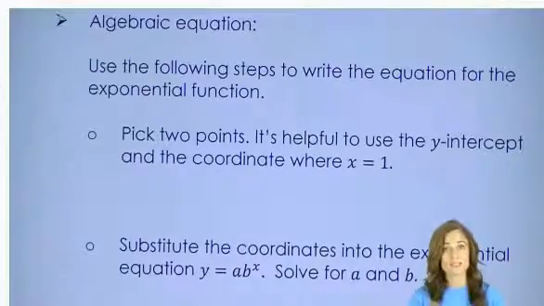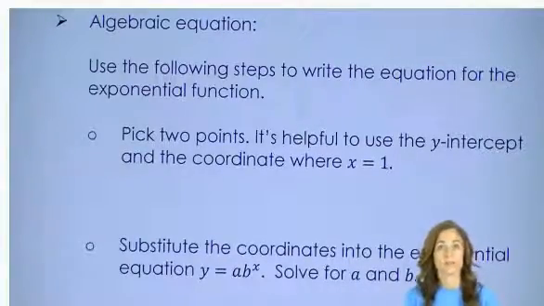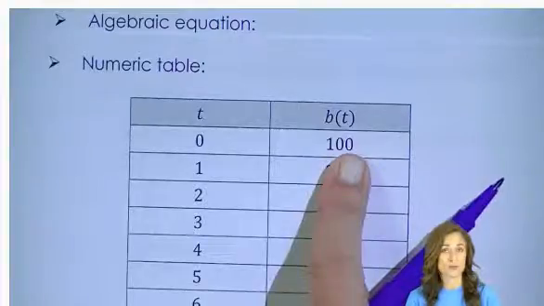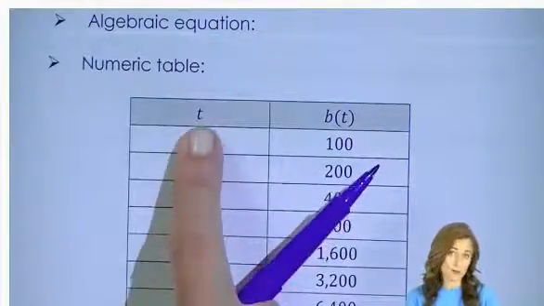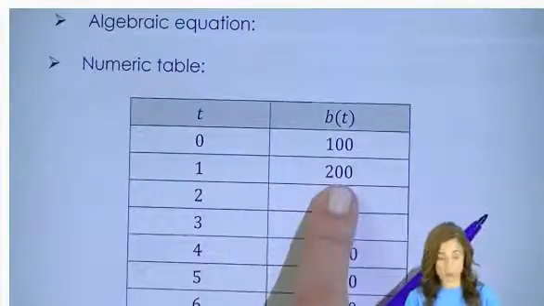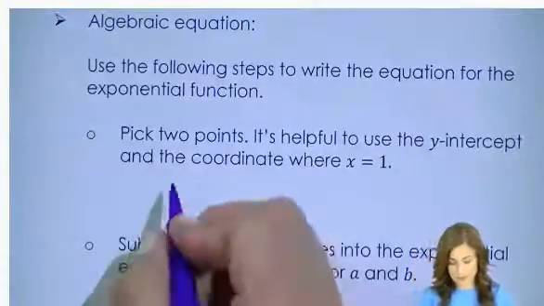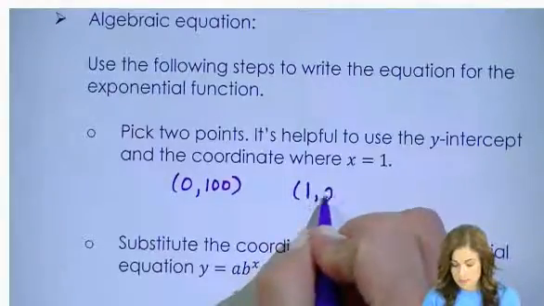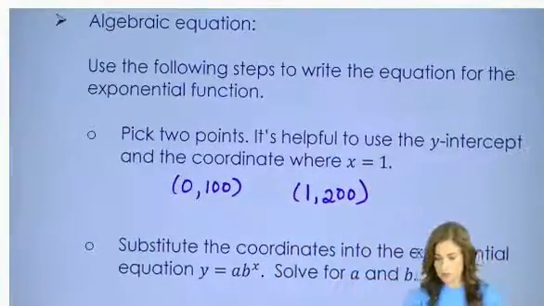Okay, well, let's look at how we could write the algebraic equation for this exponential function. So we're going to go through the steps to write this equation. We're going to start by picking 2 points. It's very helpful to use the y-intercept and the coordinate where x is 1. So the y-intercept is (0, 100). And then where x is 1, or in this case t is 1, it's (1, 200). So we're going to use (0, 100) and (1, 200).